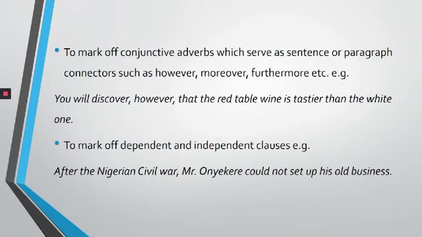Comma is also used to mark off dependent and independent clauses. Now, a dependent clause is a clause that is not a standalone clause. It doesn't make complete sense on its own. Like in this example we have here: after the Nigerian Civil War, Mr. Onyekere could not set up his old business. In this sentence, after the Nigerian Civil War is a dependent clause because it doesn't make complete meaning by itself. It depends on the sentence that follows it for its meaning. So, while Mr. Onyekere could not set up his old business is a complete sentence, after the Nigerian Civil War is not. And now to differentiate both of them, we make use of a comma, and the sentence is made more readable by doing that.